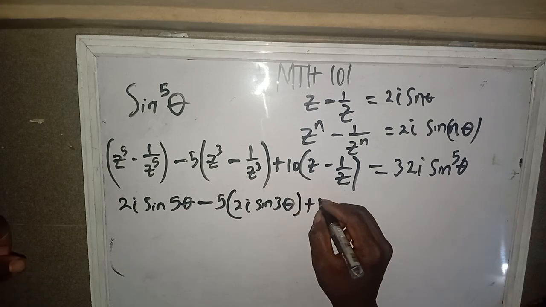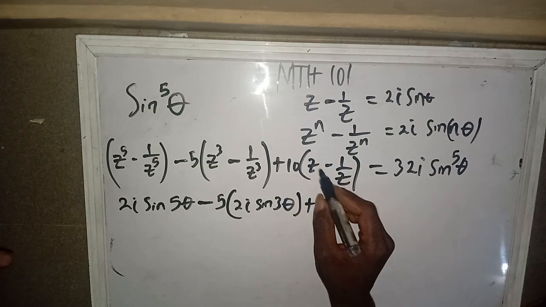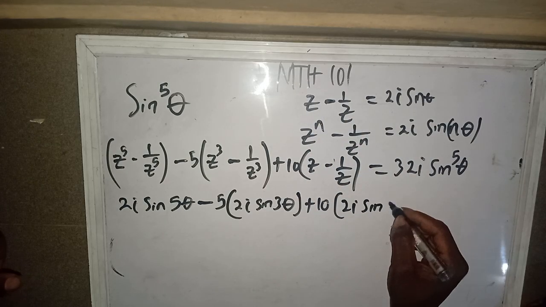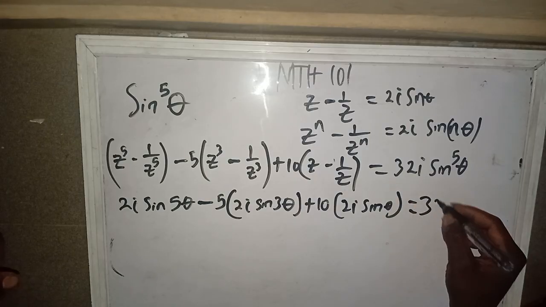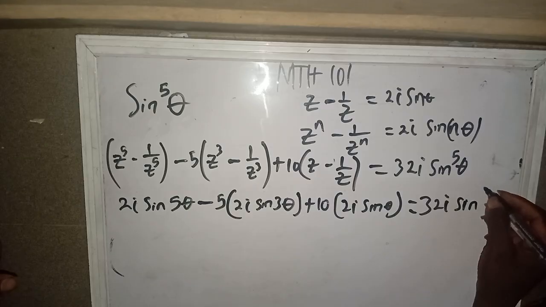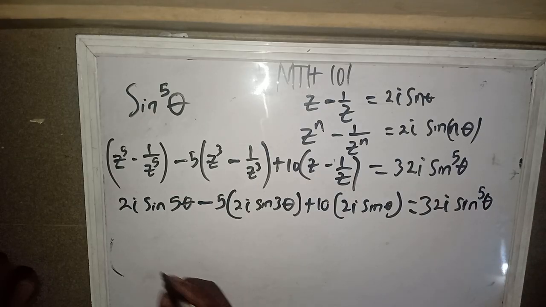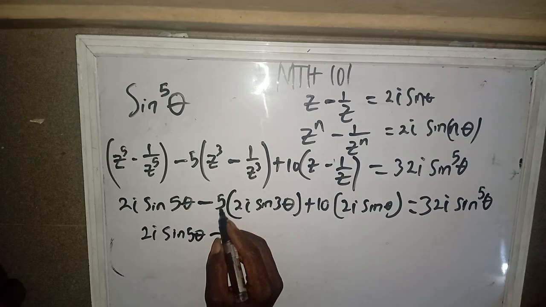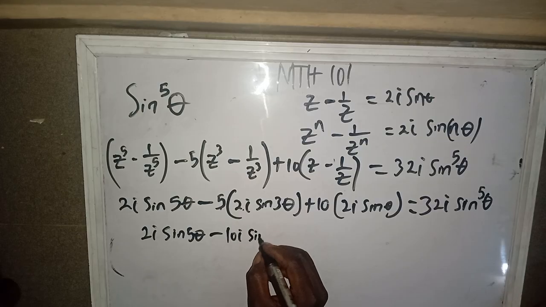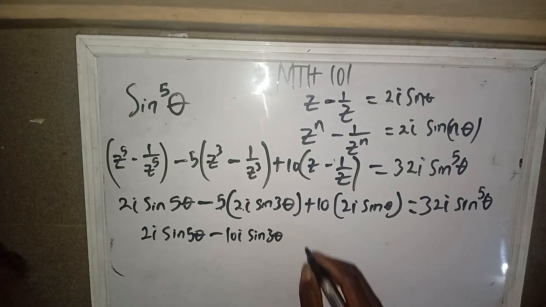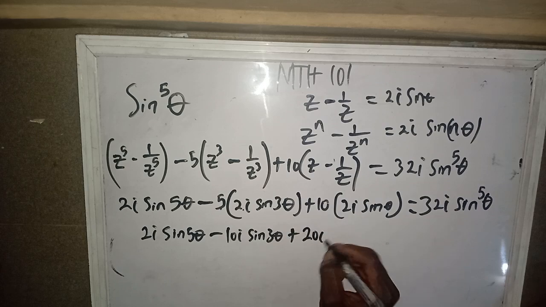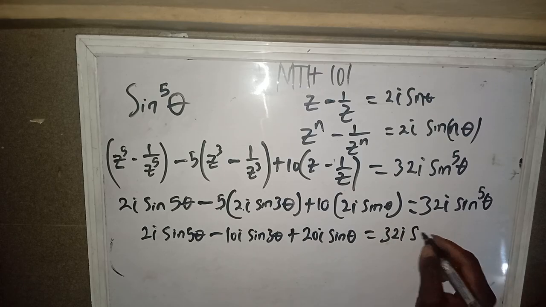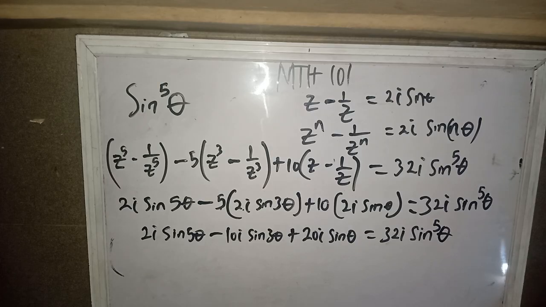So plus 10. This one, since the power is just 1, it's just like the question. So this one will be 2i sine theta, equals to what? 32i sine to the power 5 theta. Are we together? So this gives us 2i sine 5 theta minus 5 times 2, 10i sine 3 theta, plus 10 times 2, 20i sine theta, equals 32i sine to the power 5 theta. Are we together?